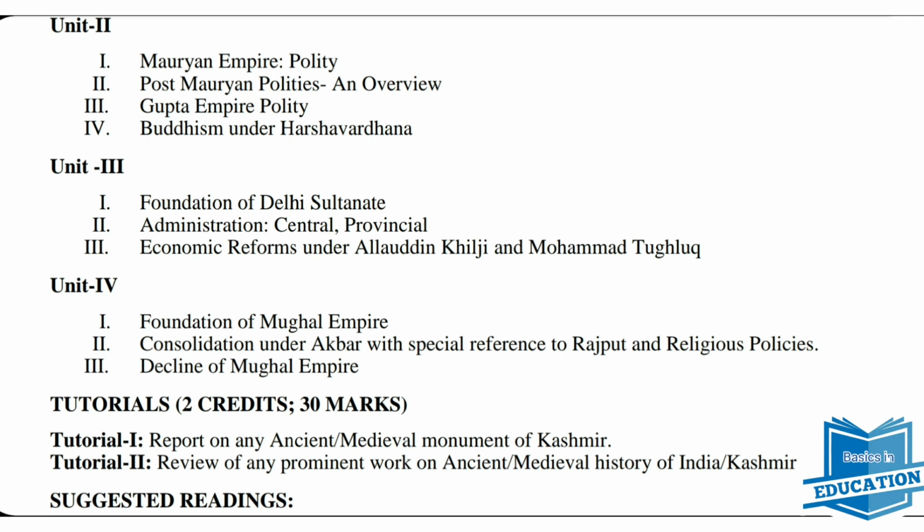In unit 4 you have number first is foundation of Mughal Empire, Babur. Number second is consolidation under Akbar with special reference to Rajput and religious policies. Number third is decline of Mughal Empire.